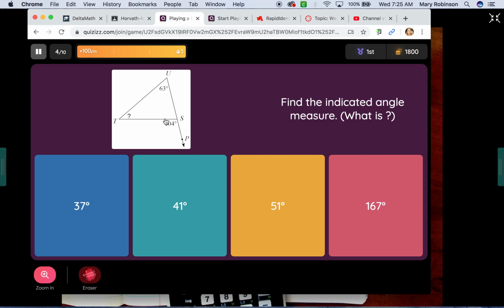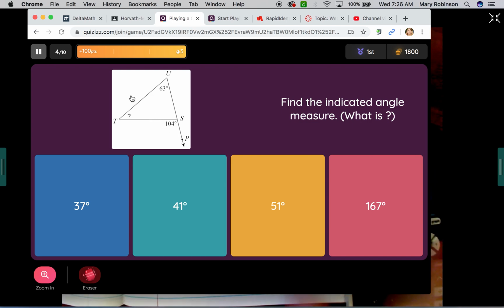All right, so now again, we're finding this angle here, which is an interior angle. I already know the measure of this larger exterior angle, so that tells me I need to do 104, subtract the given interior angle of 63 to get this. Because 63 plus this value, if we were to call that x, 63 plus x equals 104. So I'm going to write that down.